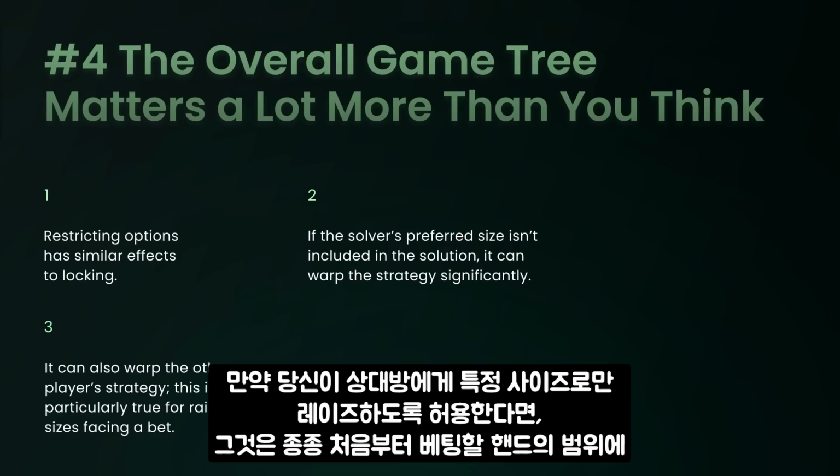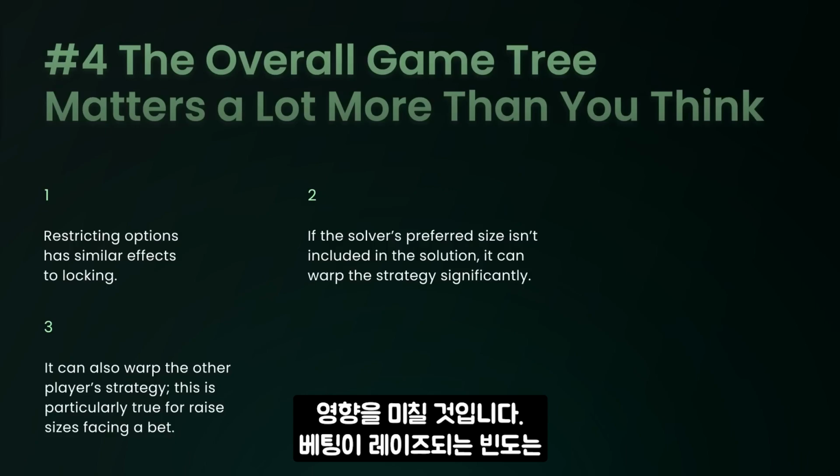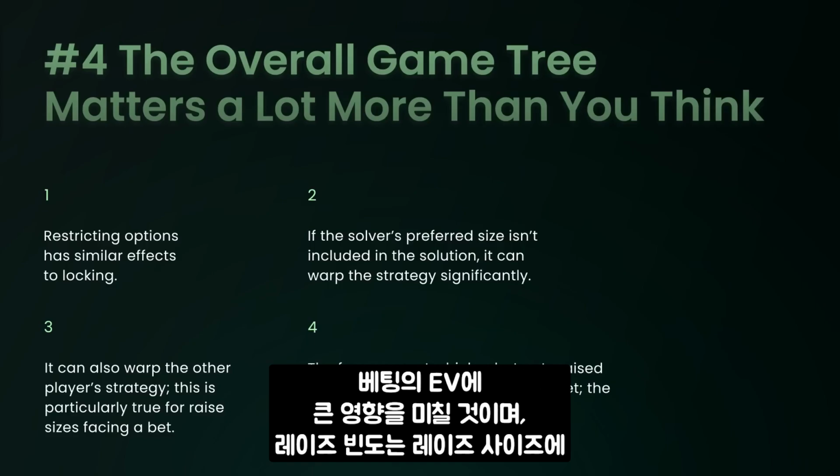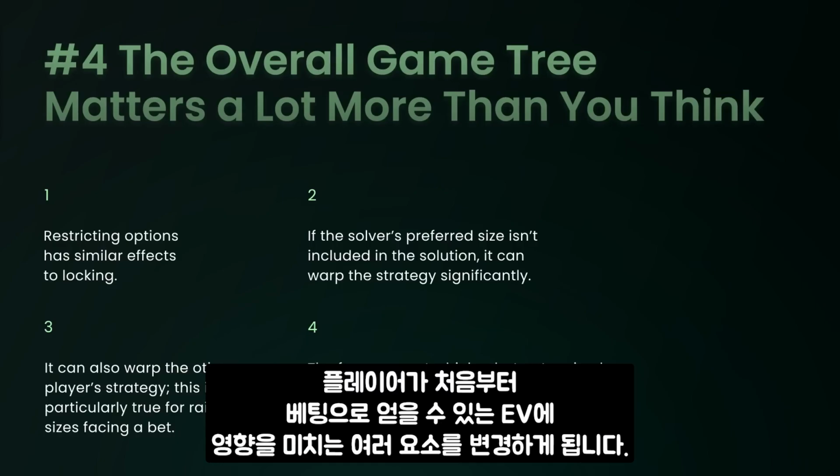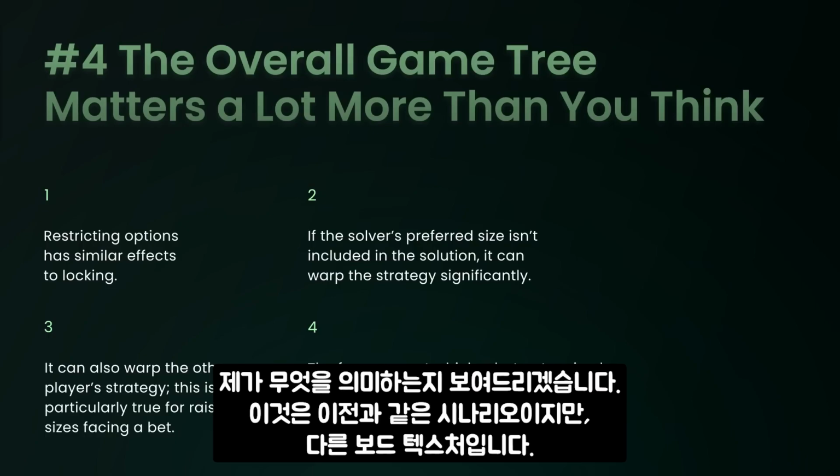If you only allow your opponent to raise to a specific size, it's quite often going to influence the range of hands it's going to bet in the first place. The frequency at which a bet gets raised will heavily influence the EV of the bet, and the frequency of raises is going to be heavily dependent on the size of the raise. So when you change the size of the raise, you alter a bunch of different factors that are going to influence how much EV the player can get out of a bet in the first place. Let me show you what I mean.